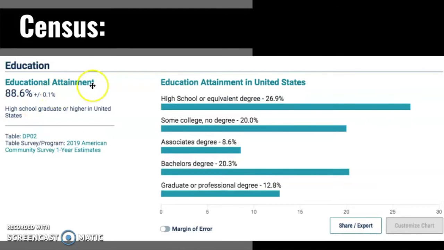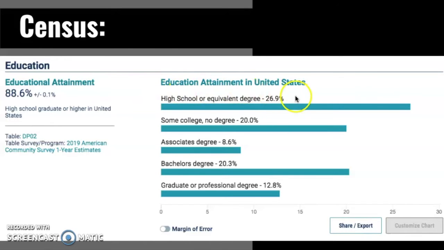Educational attainment is at 88.6, very close to 90%, which is good, but that's still over 10% of people that don't get an education. Something to work on, and that's the whole purpose of looking at census data. See what we're doing right to continue, and see where we have problems to address them.